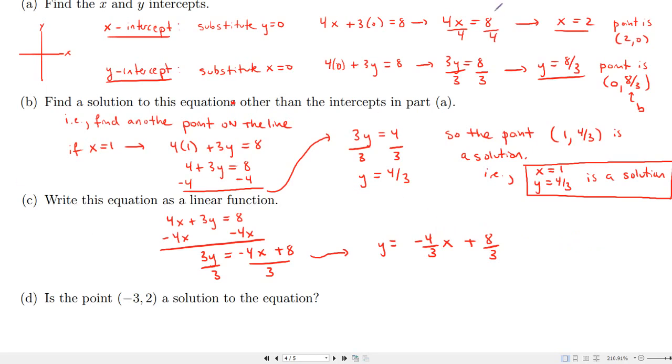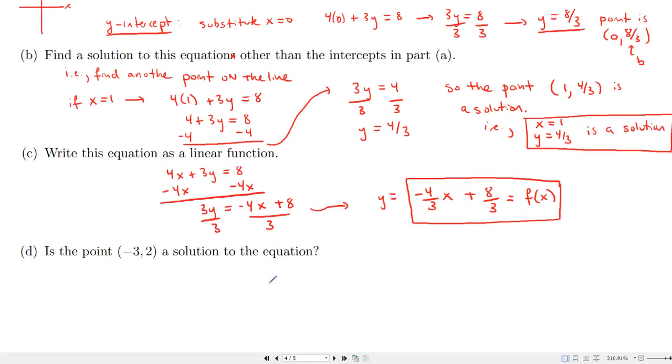Now, we have solved for y, but just to finish this up, we could say that that is f of x, just so we know that that's a function of x. But if you wrote y equals negative 4/3 x plus 8/3, that would be fine. But here we see that it really is a function.